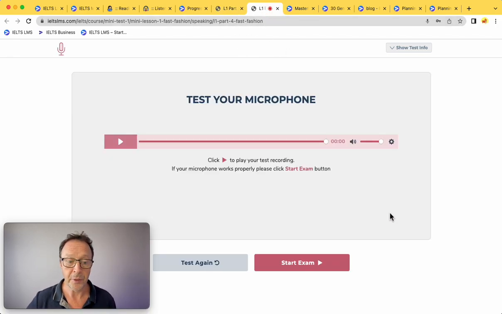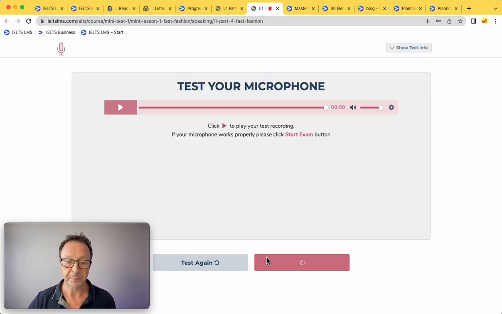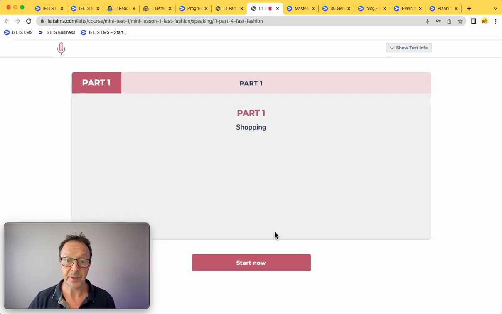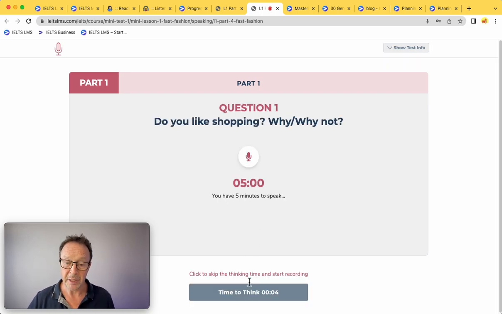Similarly, for the speaking, here we've got a bunch of different speaking parts, part 1, part 2, part 3, and these are all linked to fast fashion. So this is not like a standard IELTS test where it might go all over the place, but every question is linked to shopping, you know, to engage that part of the brain that thinks about fashion.